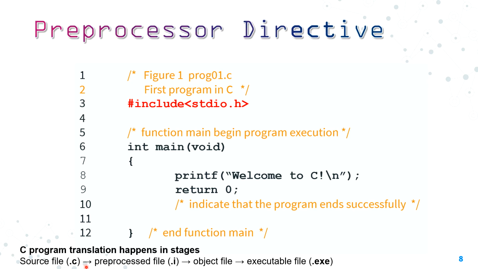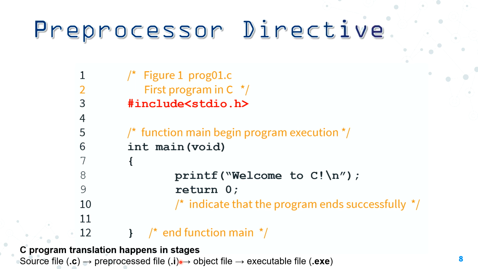This file is then processed by the preprocessor, and an expanded source code file is generated, named program.i. So the file must be in the .i format after being preprocessed from the source file.